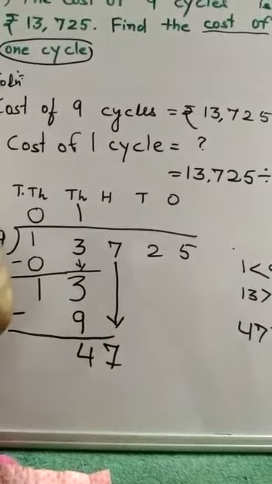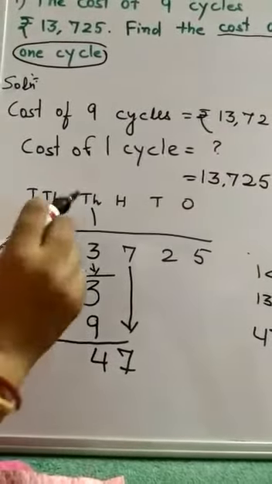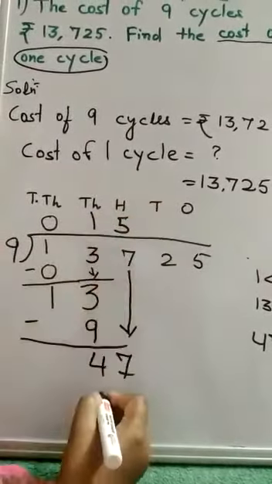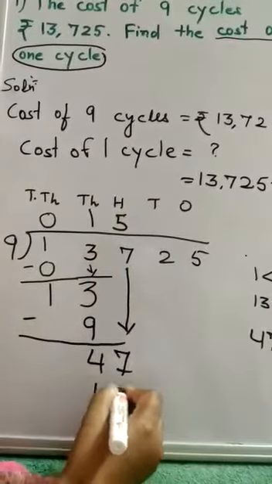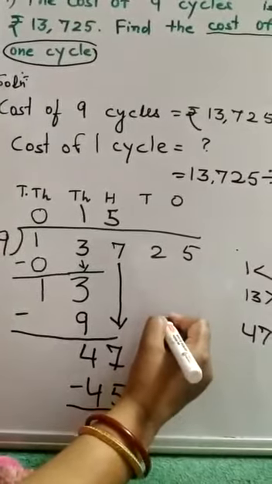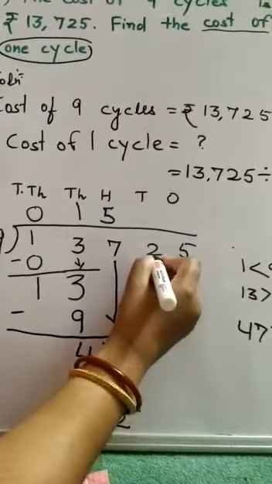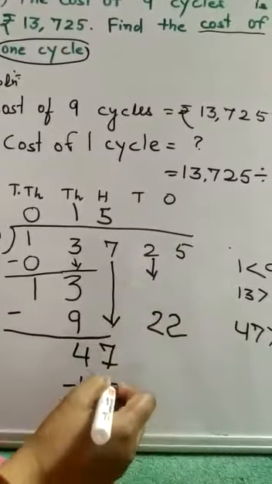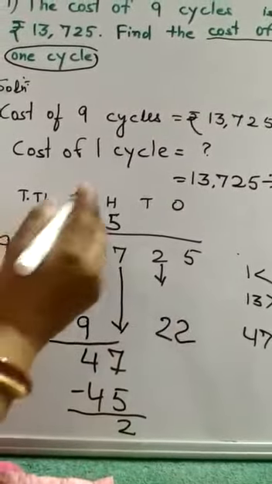I will start the table of 9. 9 5s are 45, 9 6s are 54. So 9 5s are 45 is applicable. So 47 minus 45 is 2. So I am writing here 2. Now I will put down this 2 along with 2. That is 22, and start the table.